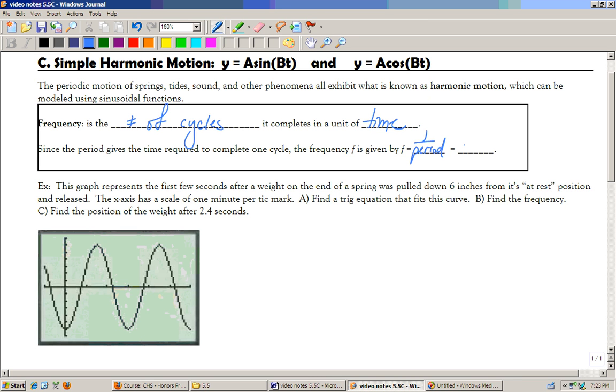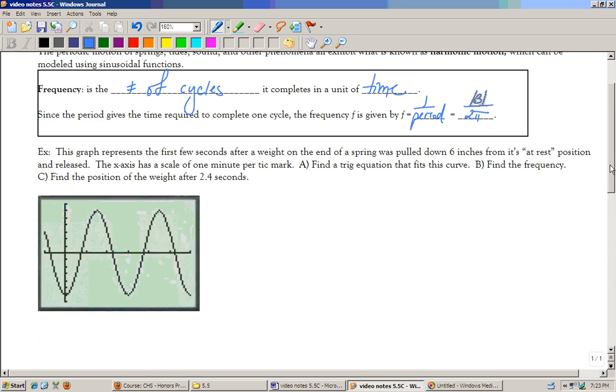Now, the parent function of sine has a period of 2 pi, so the period of any sine function is 2 pi over b. So the frequency is going to be the reciprocal of that, or b over 2 pi. So here's a graph.